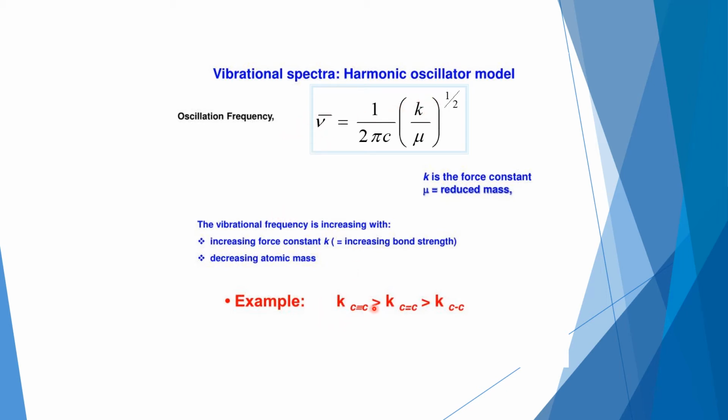We all know that the force constant for the C triple bond is greater than the force constant for the C double bond, and it is greater than the C single bond. So we can see that in the IR spectrum, the triple bond region is around 2000, and the C double bond region is around 1500 to 1700, and the C-C single bond region is around 1200 to 1500. So that means as the force constant increases, the frequency increases. So triple bond has higher frequency than the single bond.